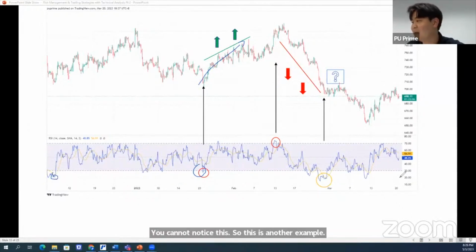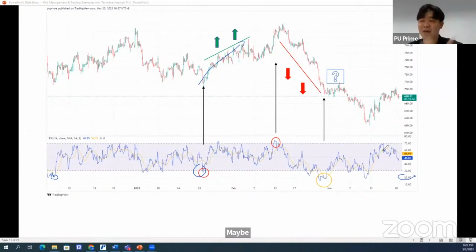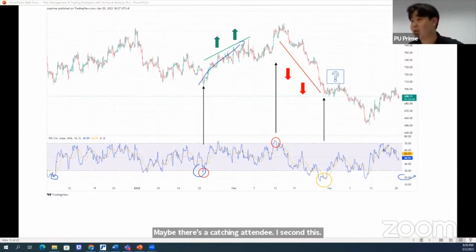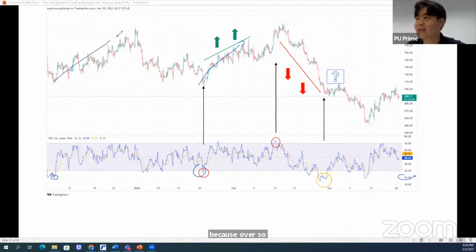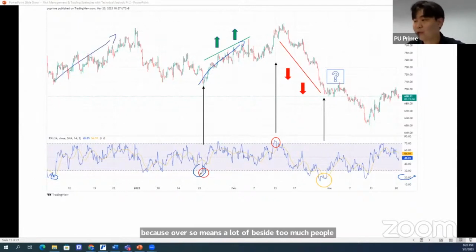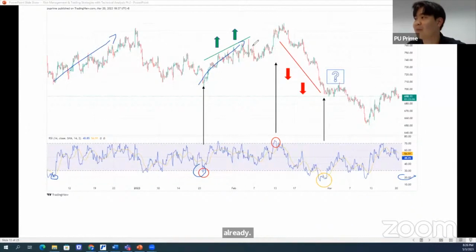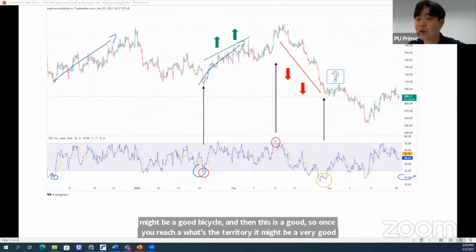To clarify, maybe this is touching the 20. RSI 20 is what we call, for some analysts will write, the RSI has reached 20, it is already in the oversold territory. So this might be a very good buy signal, because oversold means too many people sell it already. So it might be a good buy signal, and then this is a good trend reversal. So once it reaches oversold territory, a trend reversal might happen, and then it might be a good buy signal also.